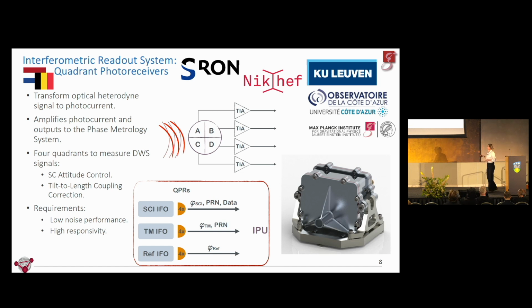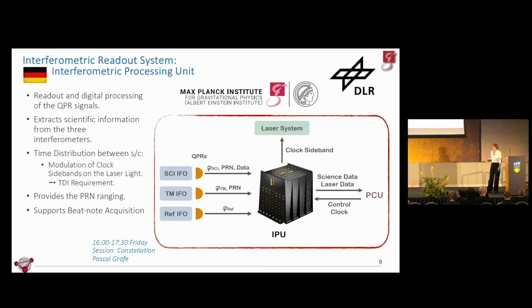Here is the rendering of how those quadrant photoreceivers look like in their mounting brackets. If you're interested in more details, Timesh was giving his talk on Tuesday, I believe, so you can probably find him or go back to his presentation materials. And as I mentioned, the quadrant photoreceivers read the optical signal from the 3 interferometers and transform it into photocurrent, and then they send it to the interferometric processing unit, or IPU.